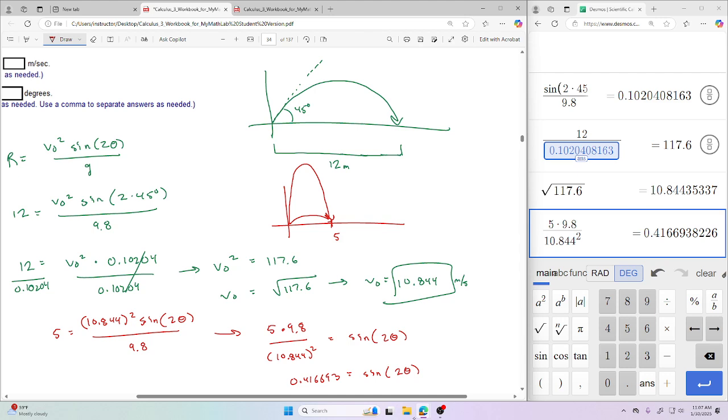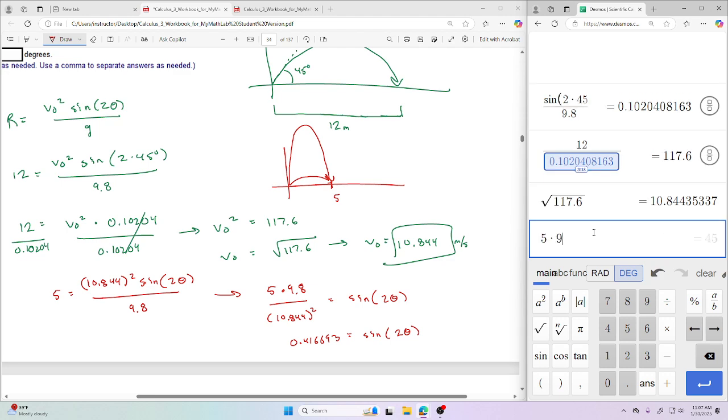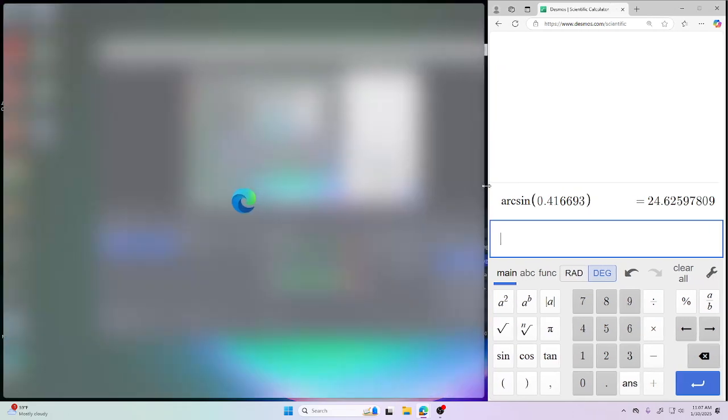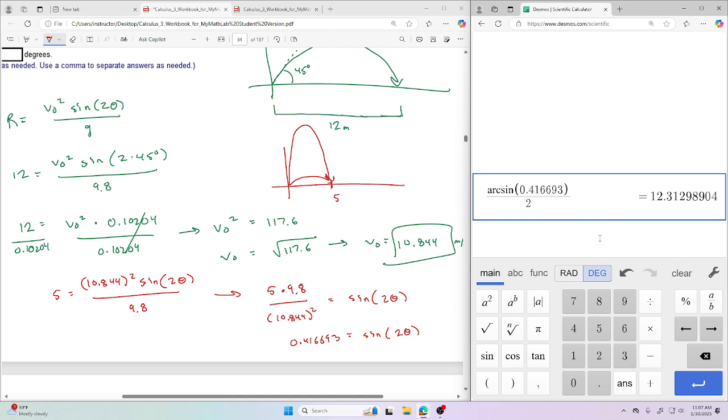All right, so this is what we got, and I need to solve for theta basically. And so this is all Desmos at this point. There's no way to do it by hand. Like you said, arc sine of the 416693 is going to give me, and I'm in degree mode, right? But it's not just that, because that's 2 theta. So what do I do with this thing? The whole thing divided by 2.